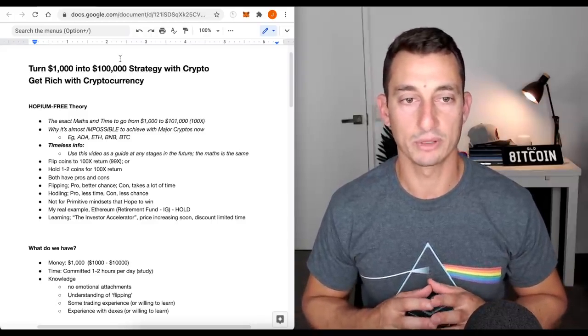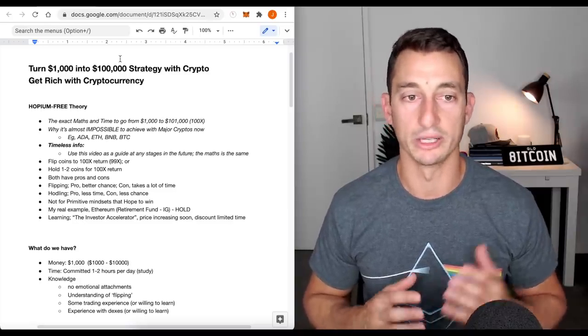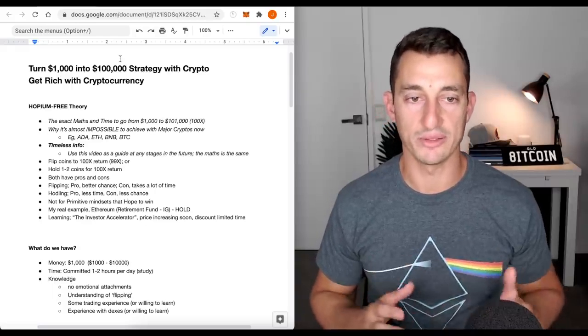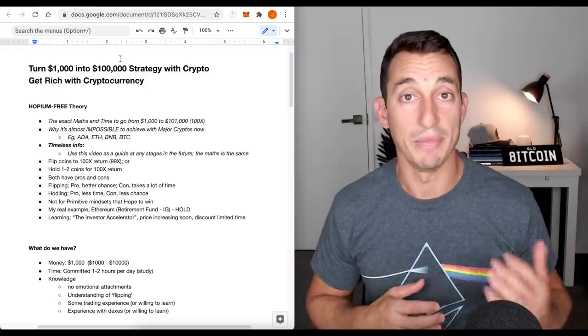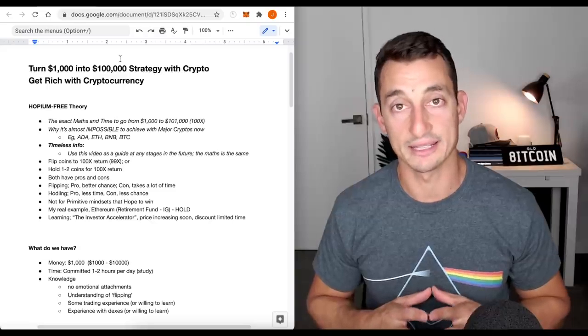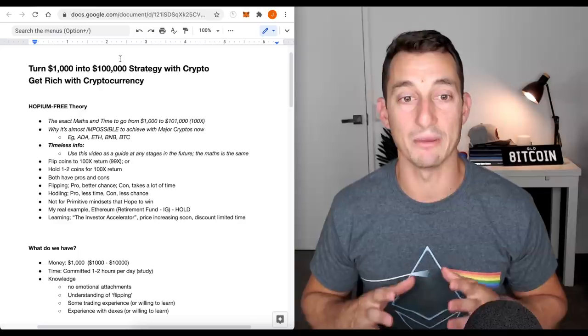All right. Looking here, we got a couple of options in our Hopium-free theory. We can flip coins to 100x our return, or we can hold one or two coins for the 100x return. They both have their pros and their cons. Flipping these coins, the pros, better chances of getting to that 100x. The con, it takes a lot of time. It's going to take some of your time throughout the days, weeks, and months.